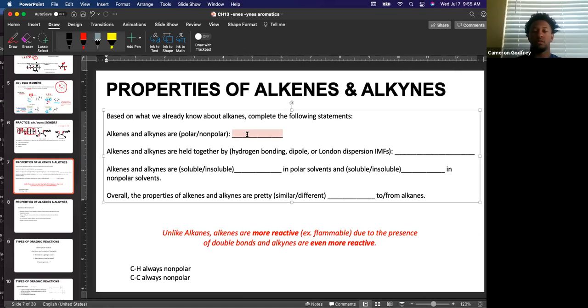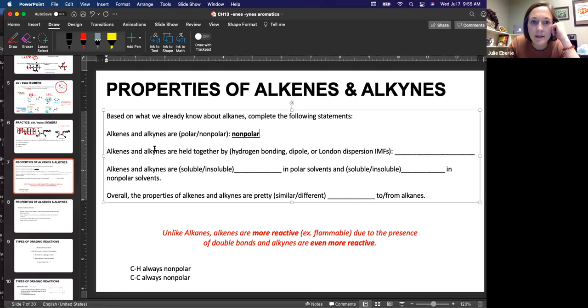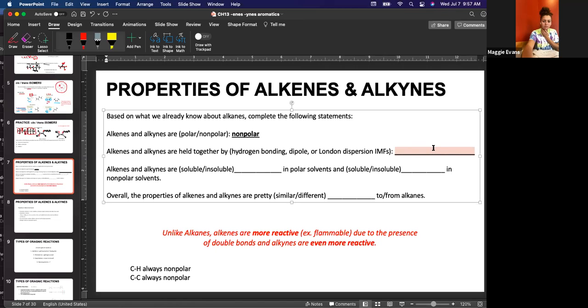Non-polar. Correct. Okay, alkenes and alkynes are held together by which of the following do you think? Hydrogen bonding, dipole, or London dispersion? Remind you, hydrogen bonding, you have to have a positively polarized hydrogen. You have to have an oxygen with a lone pair, or a nitrogen, or a halogen with a lone pair, or sorry, a fluorine. Dipole, to have dipole interactions, you have to be a polar molecule. London dispersion forces are the types of intermolecular forces that predominantly hold together nonpolar molecules. So based on that, what type of intermolecular force holds alkenes and alkynes together? The last one. Yes.